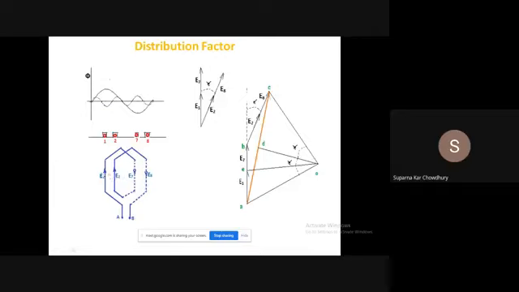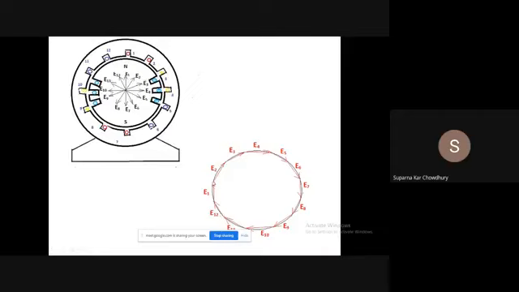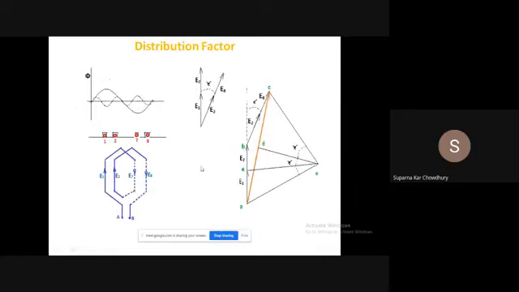But there is a phase shift between this E1 and, go to the previous figure, there is a phase shift between E1 and E2. This angle is normally expressed as gamma. This is called the slot pitch angle. So what is the total EMF available? E1 plus E7, E2 plus E8, but there is an angle gamma. So this should be a phasor addition. So E1 plus E7, E2 plus E8. So this will be the resultant.